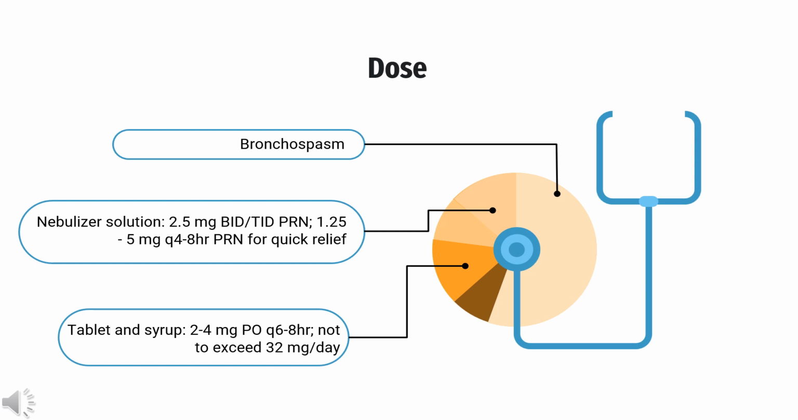Exercise-induced bronchospasm. Indicated for prevention of exercise-induced bronchospasm. Aerosol or powder metered dose inhaler, 180 micrograms, 2 puffs, inhaled 15 to 30 minutes before exercise.